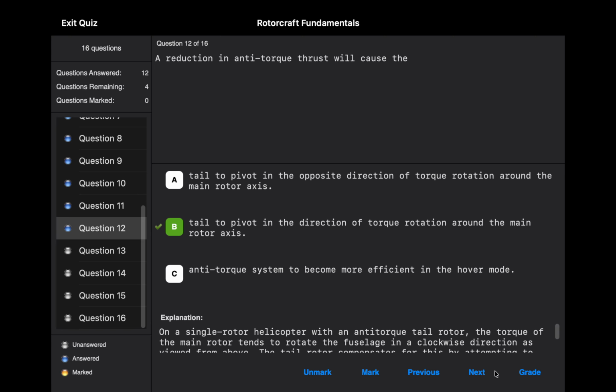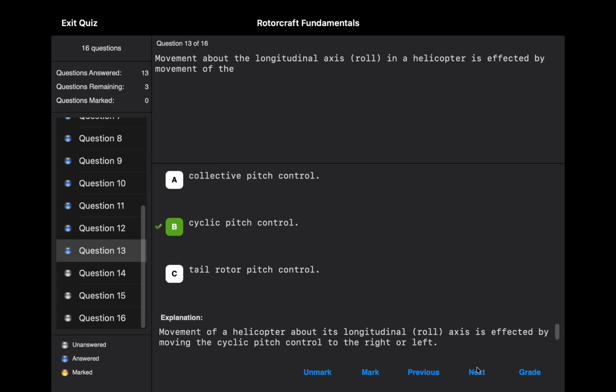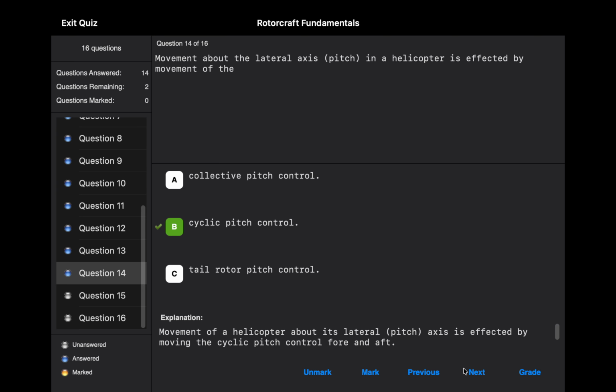Movement about the longitudinal axis, roll, in a helicopter is affected by the movement of the cyclic pitch control. Movement about the lateral axis, pitch, in a helicopter is affected by the movement of the cyclic pitch control.